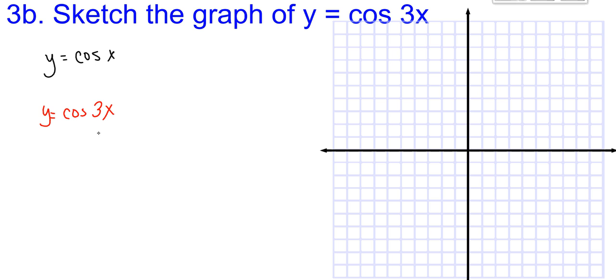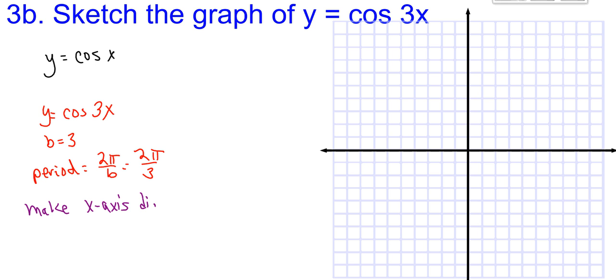is 3, b is equal to 3, and so our period for cosine is going to be 2 pi over b, so it's going to be 2 pi over 3. And so then really before I move on, I want to make the x-axis easy to divide into 4 parts for my increments.